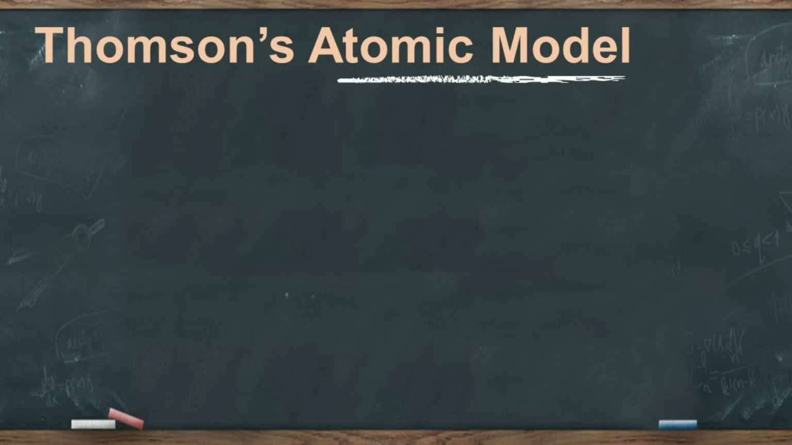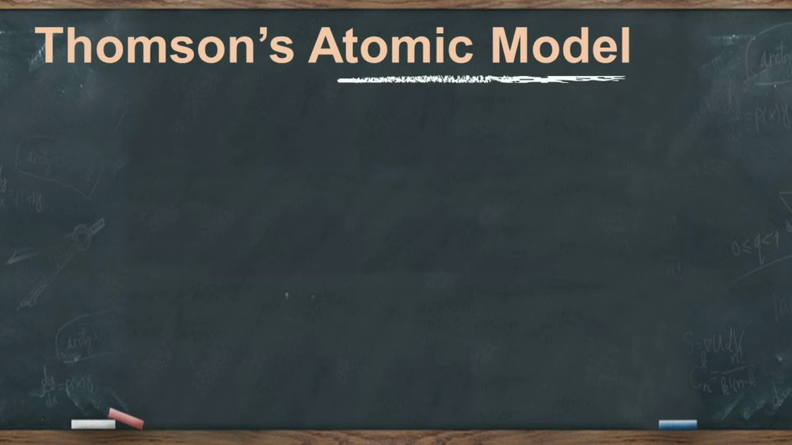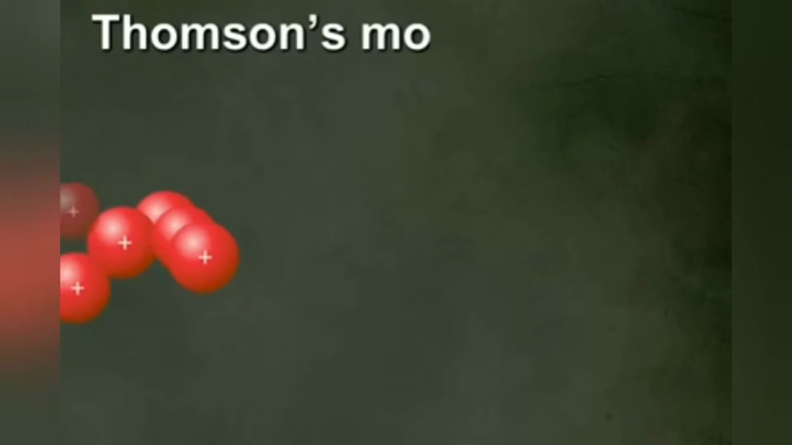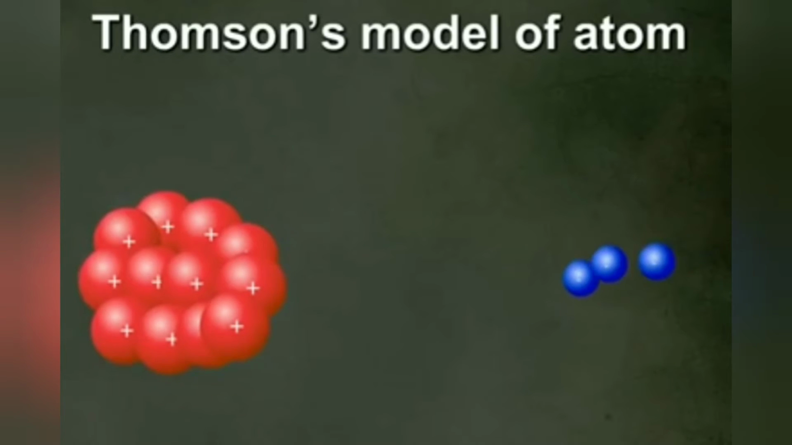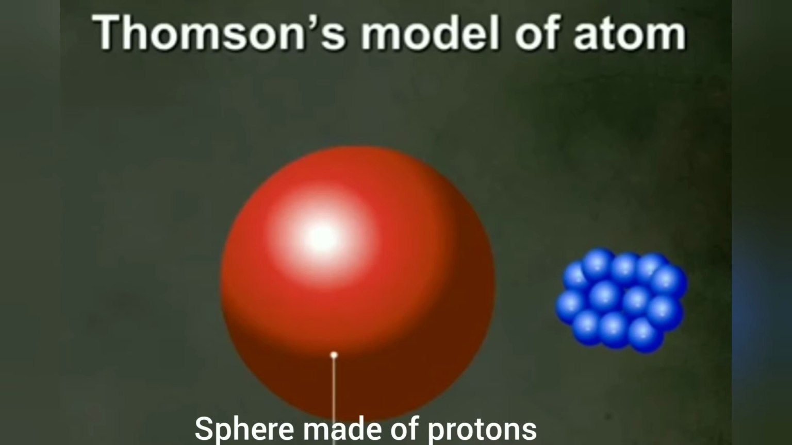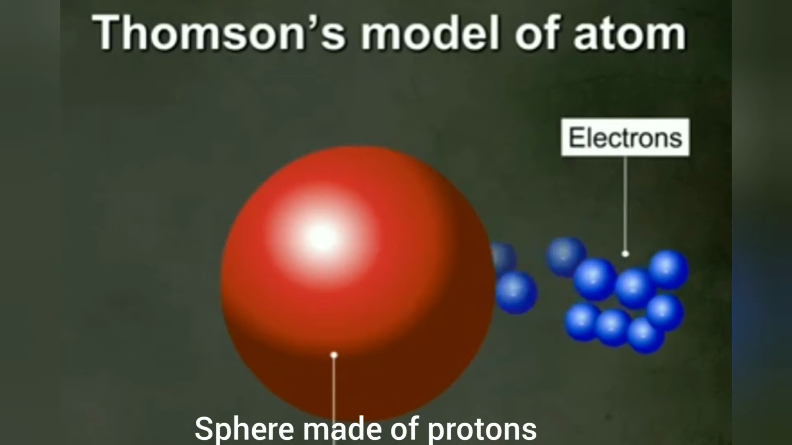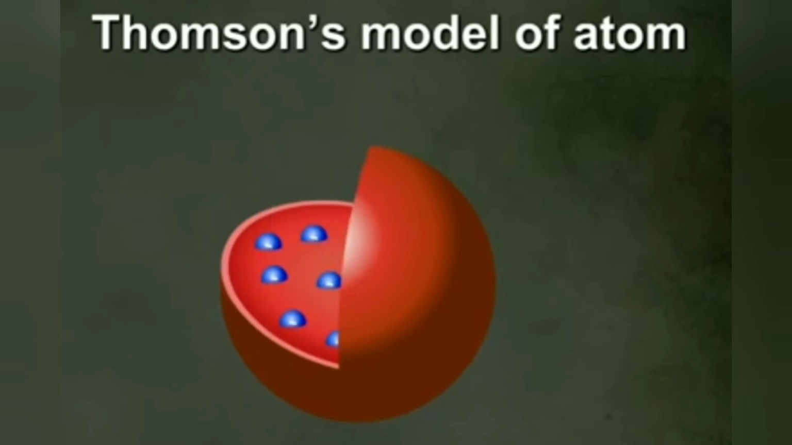After the discovery of electrons and protons in an atom, the next challenge in front of scientists was to know about their arrangement inside the atom. J.J. Thomson was the first one to provide the structure of atom. Thomson proposed that an atom consists of a positively charged sphere that is made up of protons. All the electrons of the atom are embedded in this sphere.